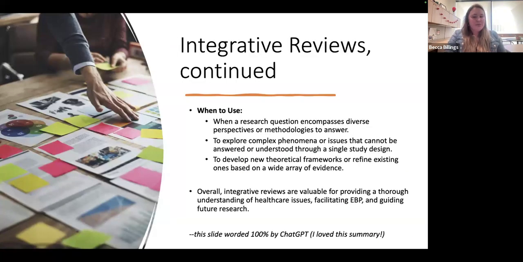Now, I included this slide from ChatGPT because using AI to just get a quick definition of these study designs is really helpful. I've done it a couple times, but I really liked how they put into perspective what integrative reviews are. You want to do an integrative review when you have a research question that has a lot of diverse perspectives or different methodologies that can help answer the problem. It's also good if you have a complex phenomenon or an issue that can't be understood through a single study design. And if you're looking to develop or improve theoretical frameworks, these are also great for that.